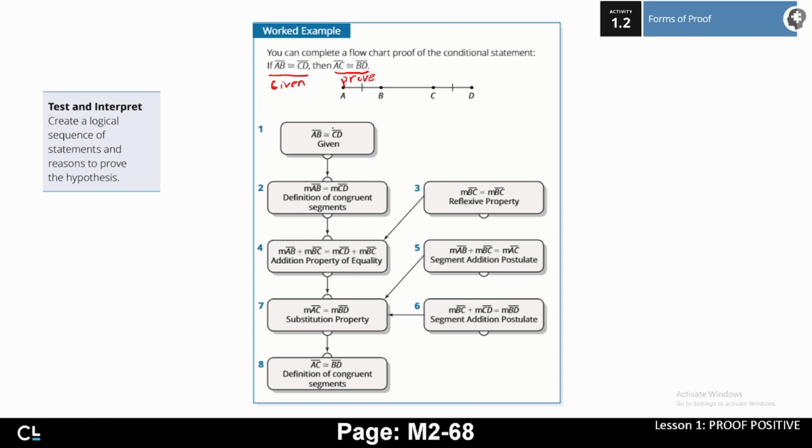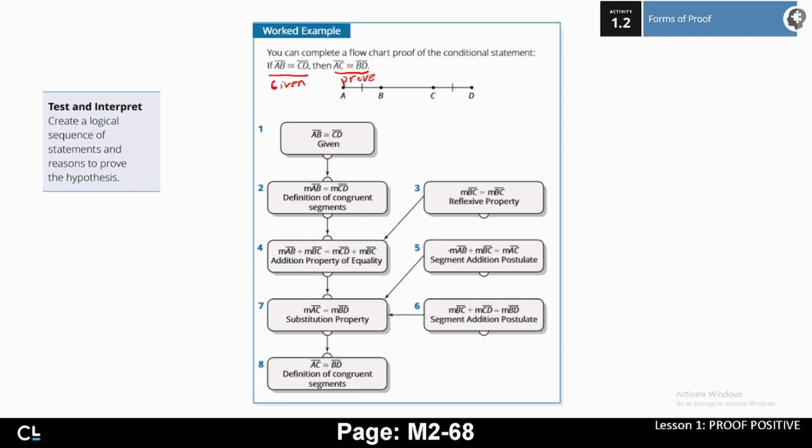So they say AB is congruent to CD. Then we go down to step 2. Then they say the measure of AB is equal to the measure of CD. And the reason why is the definition of congruent segments. So basically what they're saying is, since these are congruent, we know that their measures are equal, right? They then say over here that we have BC is congruent or equal to BC, which is the reflexive property. Something is equal to itself. They add BC to both sides of our previous statement, AB equals CD. So now we have AB plus BC equals CD plus BC.